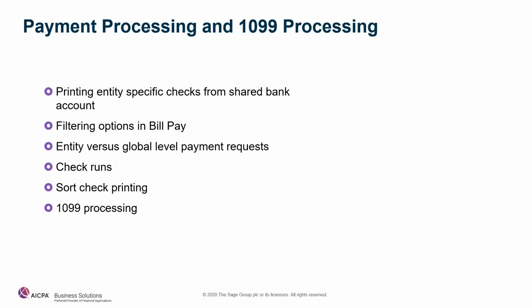There's also a way for you to, in that bill pay, filter out and determine if you're paying for one entity or paying across entities. Be able to do those check runs again on plain paper or on pre-printed forms. And to also be able to do your 1099 processing. So when you set up your vendors in Sage Intacct, you'll indicate if they are a 1099 vendor.